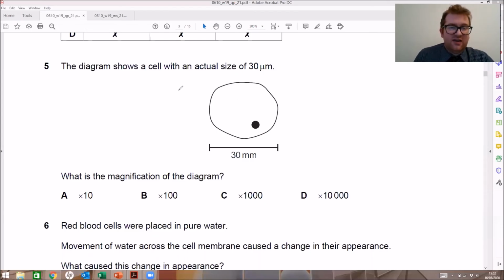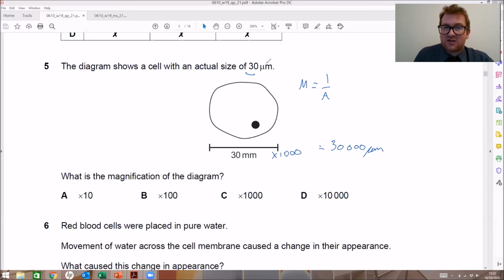Question 5 then. It shows a cell with an actual size of 30 micrometers. What is the magnification of this diagram? Well, we have to use the formula. If you remember, magnification equals I divided by A in this case, but bear in mind that you have a difference in unit here. So the first thing you really should do is convert millimeters into micrometers, which is by timesing 1,000, which gives you a total of 30,000 micrometers as your image size.